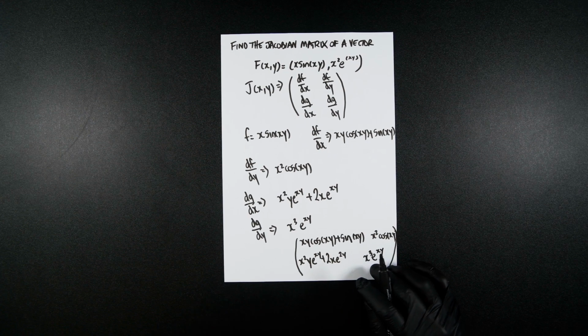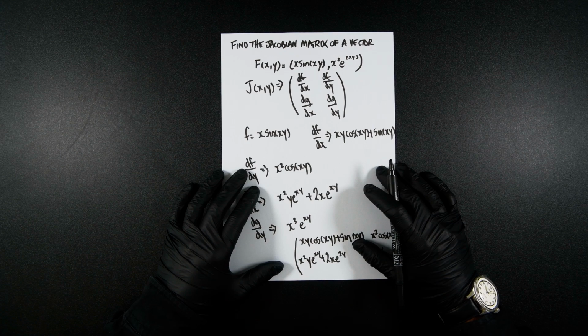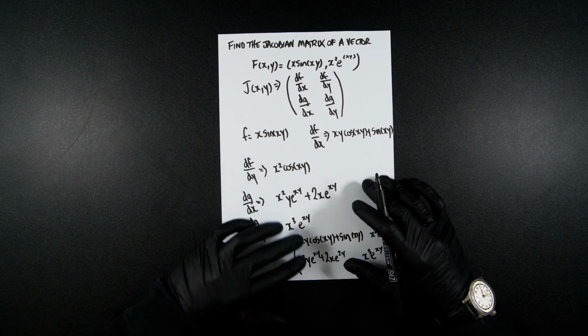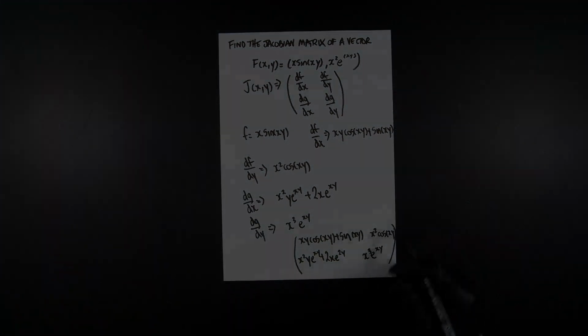You could find the determinant of this matrix, and there's lots of other things that you can do, even eigenvalues or whatever else. But if you want to find the Jacobian matrix of this vector function, you would stop here.